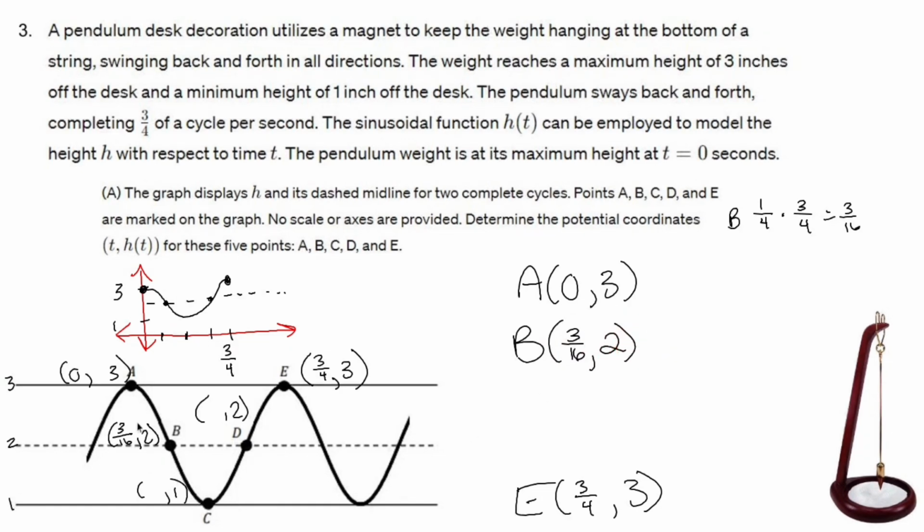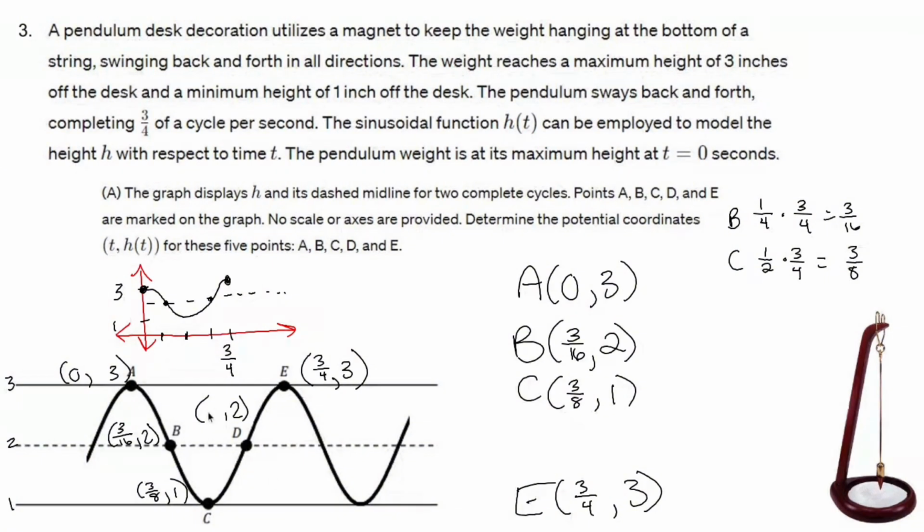Now I hit the bottom literally halfway in between 0 and 3/4. So C's x value, or t value, is going to be half of 3/4. 1 times 3 is 3, 2 times 4 is 8. So I've got 3/8 and 1. So C is going to be 3/8, 1.